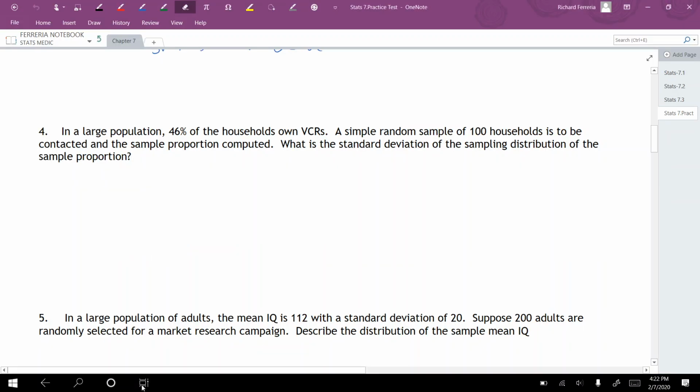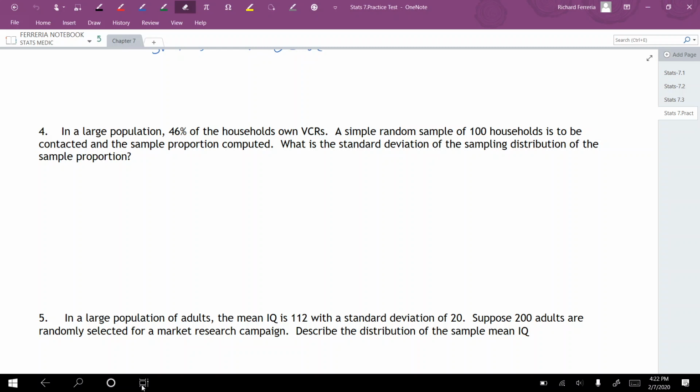In a large population, 40% of the households own VCRs. We're then going to take a random sample of 100 households to be contacted, and then we're going to compute a sample proportion. We don't know what that sample proportion is going to be. We know the parameter value is 0.46, but we don't know what the sample is going to be. So right now we're supposed to figure out the standard deviation of the sampling distribution.